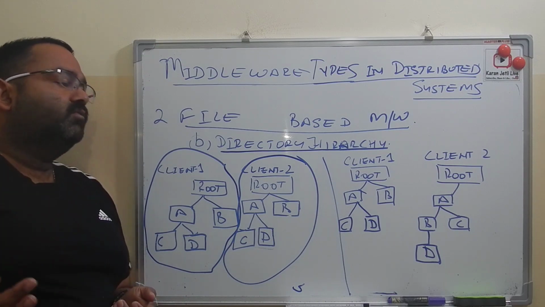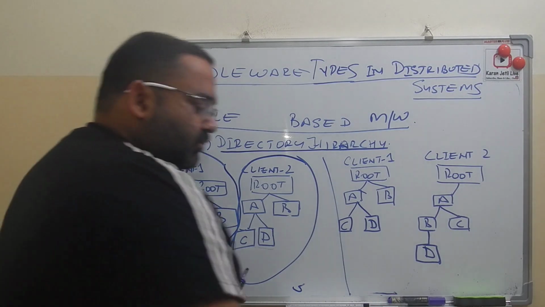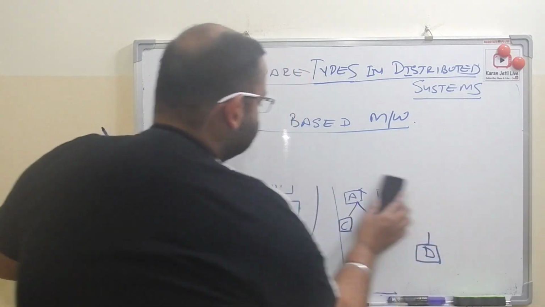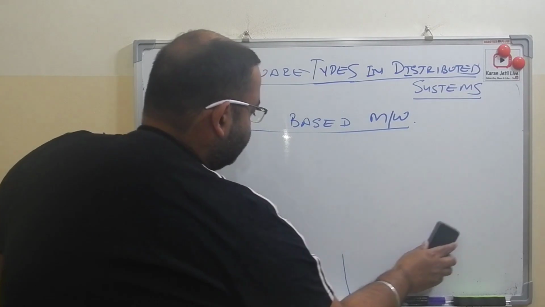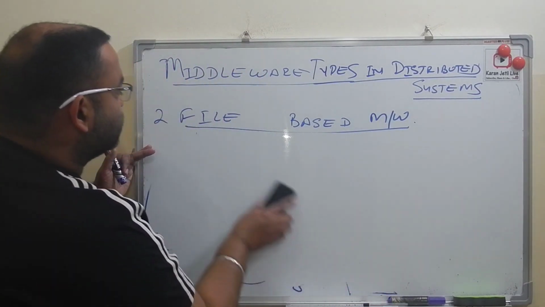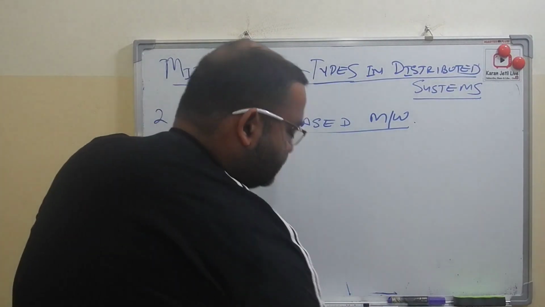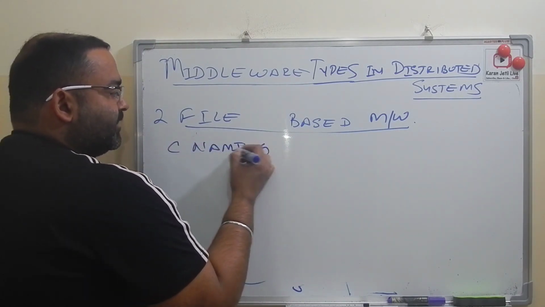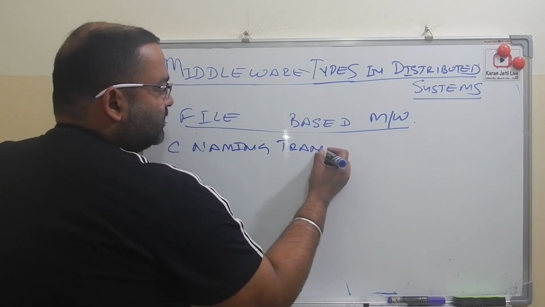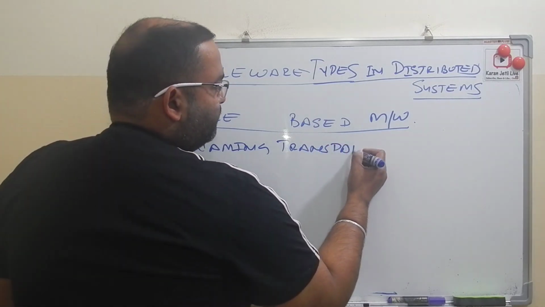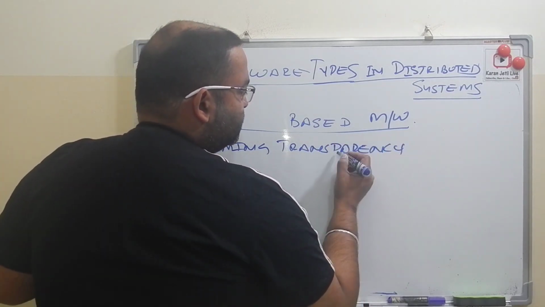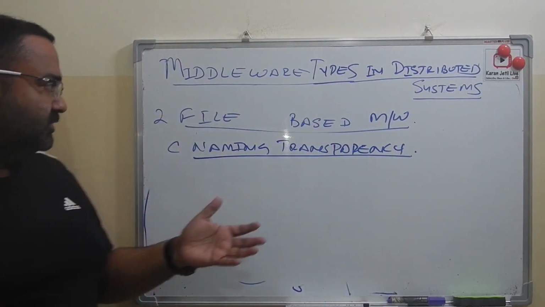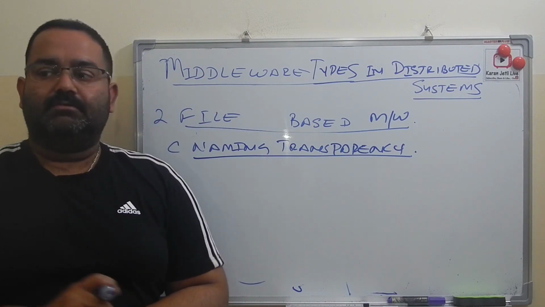Now we move on to the third issue. That third issue is called naming transparency. Now we'll discuss issue number 3.